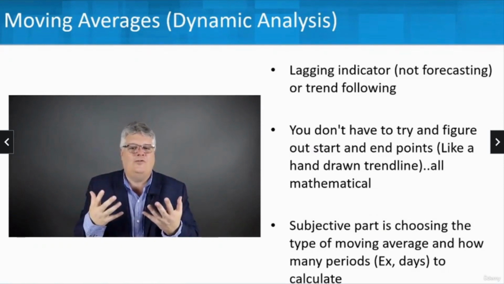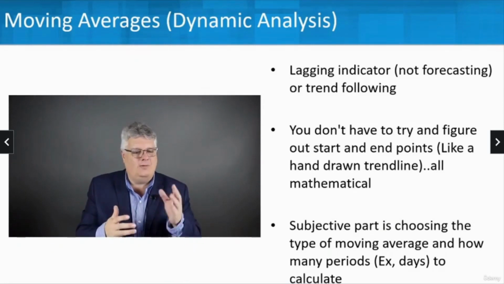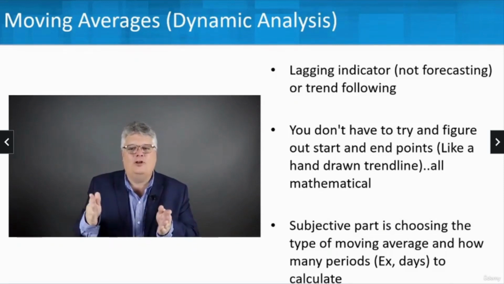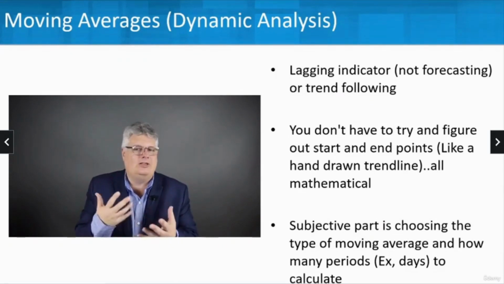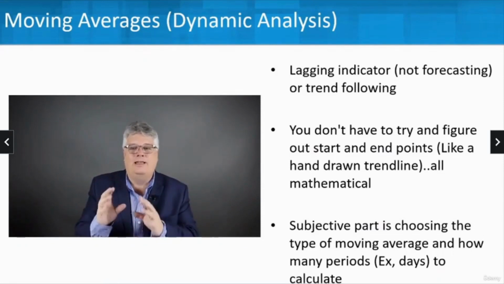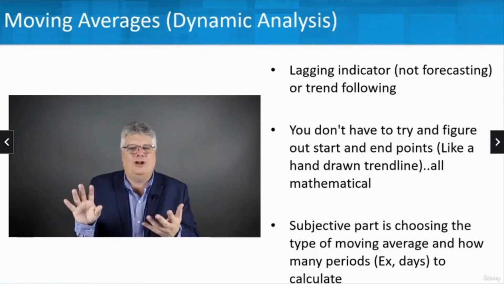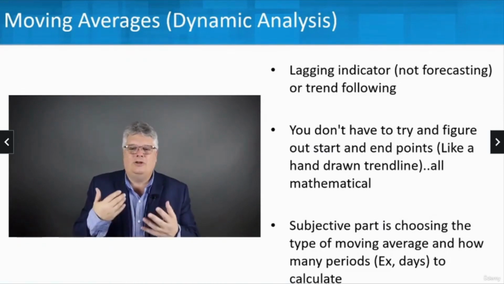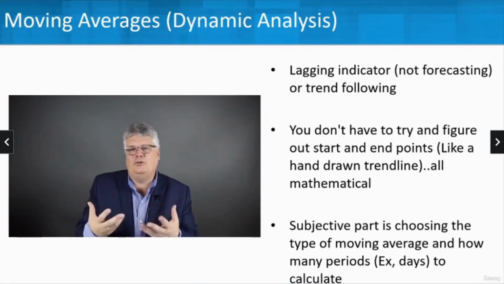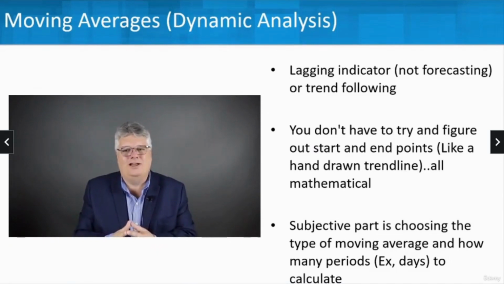Also, you don't have to try and figure out the start and end points of it, which is nice. When we were looking at trend lines, we had to figure out, well, where's the start? Where's the end? Then I got to draw my trend line. You don't have to do any of that. You don't have to do any hand-drawn trend line drawing or anything like that. It's all basically mathematical, and the trading platforms do this all automatically for you. You just set the parameters, how many days you want your moving average to look at, and the type of moving average you want to use, which we're going to learn about. And then it's all shown right on the chart, and then you can make decisions based on that. The subjective part is really just choosing that moving average you want to use and how many periods. The rest of it's mathematical and automatically done for you.